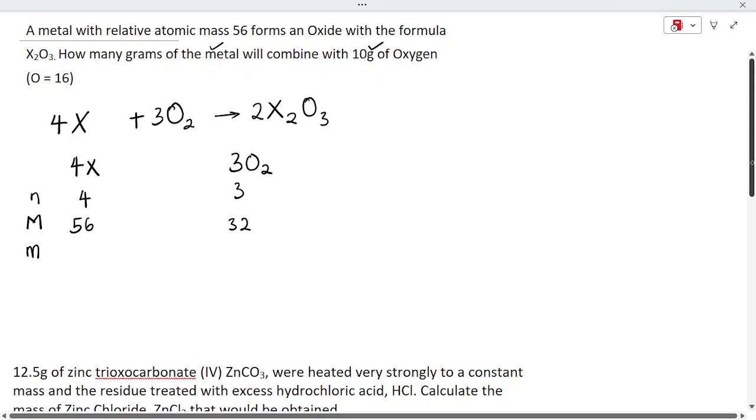Now, what is the mass or the reacting mass? Remember, mass is number of moles times the molar mass. So it is pretty easy. Just multiply these two figures and multiply these two figures. So 4 times 56, that should give us 224, I think.